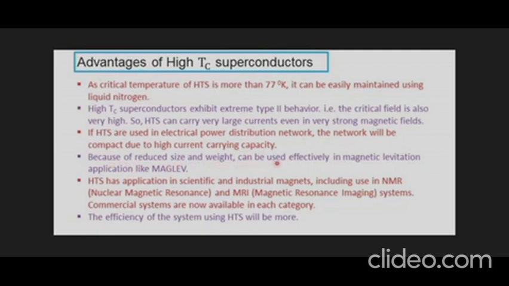These are the important applications of high Tc superconductors. HTS has applications in scientific and industrial magnets, including use in NMR, nuclear magnetic resonance, and MRI, magnetic resonance imaging systems. Commercial systems are now available in this category. The efficiency of systems using HTS will be higher.